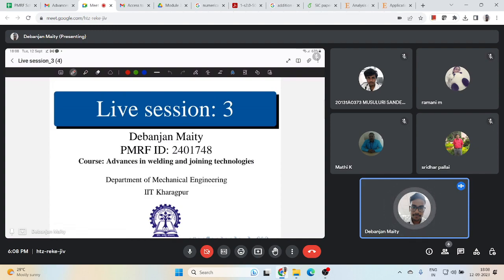In this session, one numerical is there. We will do that in the last part. And during the session, we will try to understand the bonding mechanism of solid state welding and different kinds of welding techniques.